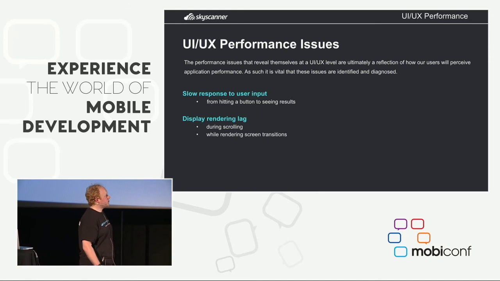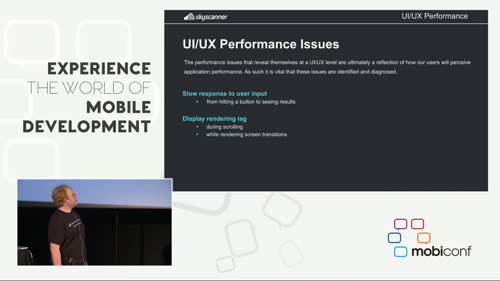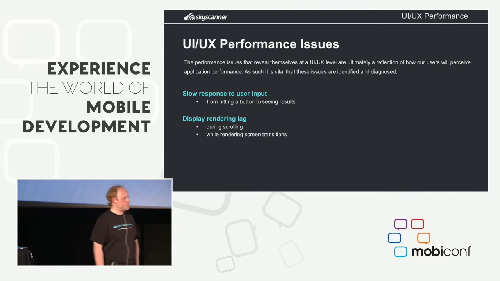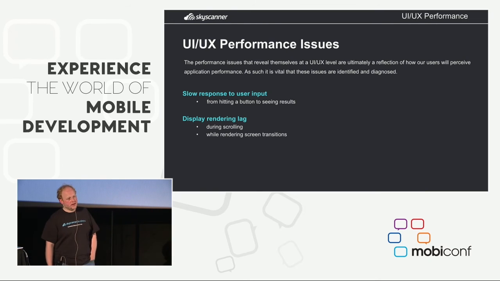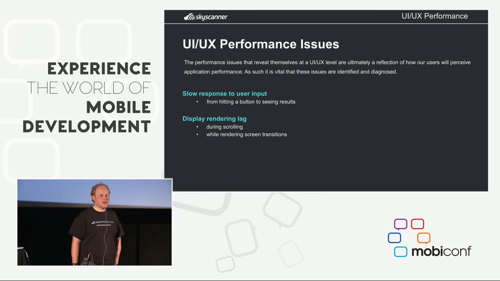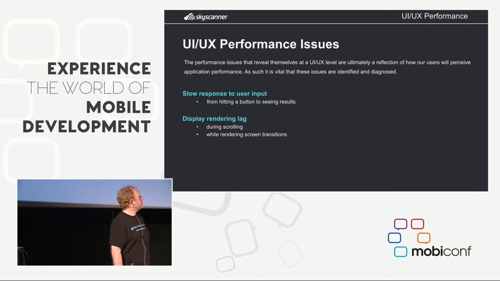It might be a slow scroll, it might be a slow transition between screens, and effectively what users are seeing is lag because of things you've introduced to the app. It might be, as I say, hitting a button to see results, which is our core product. You search for flights and you expect to get them quickly. It might be lag during scrolling because we're providing more data to that screen at the time. It might not all come at one go.